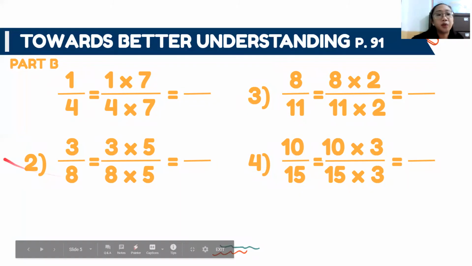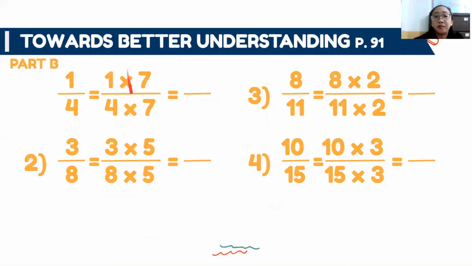We have here for number 1, 1/4. But what if 1/4 is multiplied by 7 over 7? So multiply the numerators first. 1 times 7 is 7. Then multiply the denominators. 4 times 7? Yes, it is 28. So here is another form of 1/4. And if you count by 7, you'll see that 7 is a fourth of 28. How is that? 7, 14, 21, 28. If this is 28, 7 is one of the four parts. So it's 1/4.